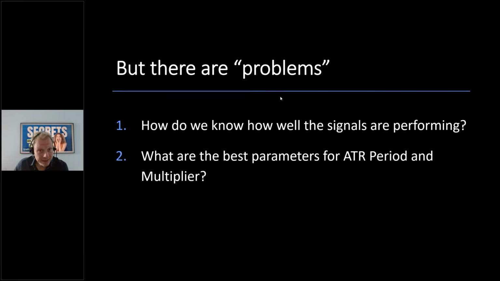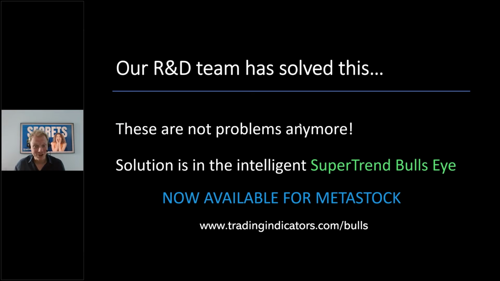All right, so these are two problems: not knowing which parameters are best and not knowing how well the signals are performing. Well, this is not a problem anymore because we at Trading Indicators have solved this issue. And we have developed an indicator which we call SuperTrend Bull Eye, which addresses exactly these two problems. It will automatically find the best parameters for you, and it will also show you directly on the chart, or in case of MetaStock, directly in the expert commentary, how well the signals are actually performing. Sounds interesting? Well, let's check it out on the chart.